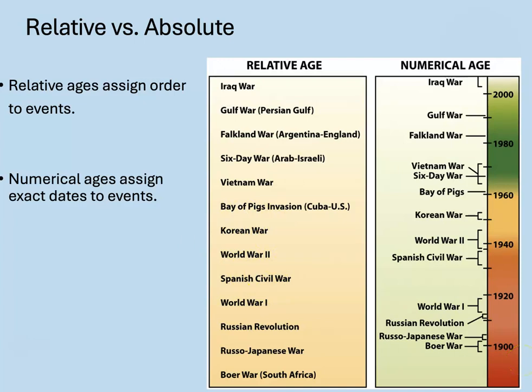On the right-hand side, we have the dates of these events. Notice that they're still in the same order from oldest to youngest, but now we have quantitative information about when they occurred and how much time was between each event. So relative dating in geology is like the column on the left. Absolute or numerical dating is like the column on the right.